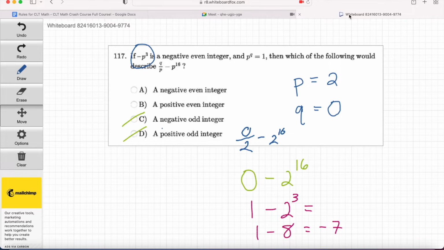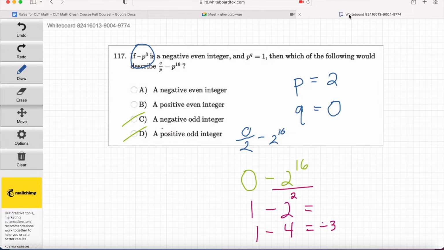Even if it were an even exponent, in fact, let's do that. Let's do 1 minus 2 to the power of 2. That's 1 minus 4. You're raising 2 to the power of 2. You're not raising negative 2 to the power of 2. So that's going to be negative 3. It's going to be negative, for sure. So we know this is going to be negative as well.